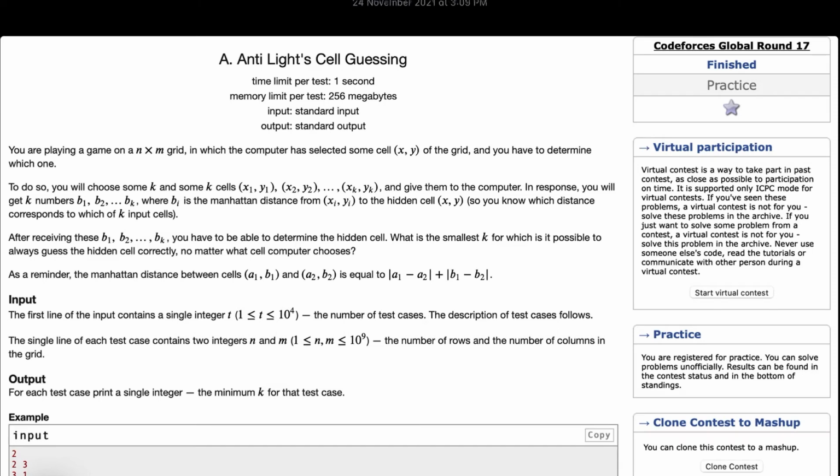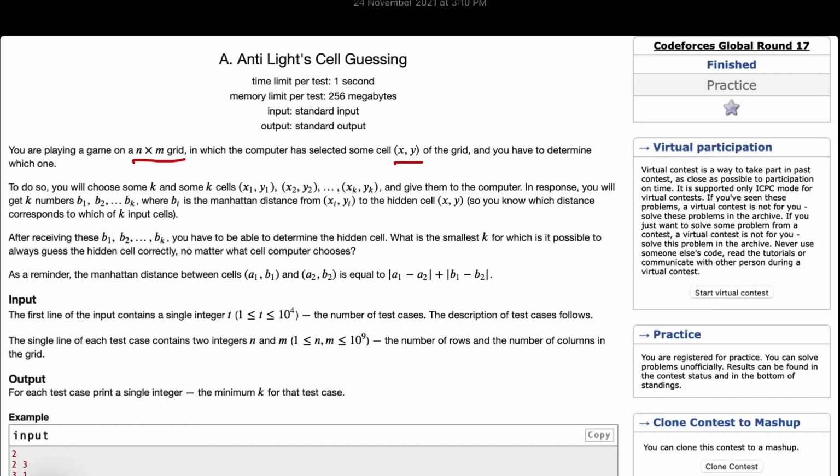Today I'm going to discuss the problem Anti-Light Cell Guessing that came in Codeforces Global Round 17. The question says that we are playing a game on an n cross m grid in which the computer has selected some cell (x, y) of the grid and we have to determine which one. That is, we have to find the hidden cell.